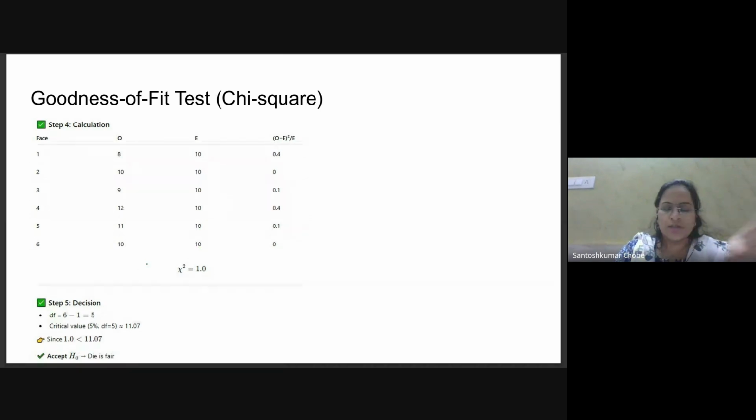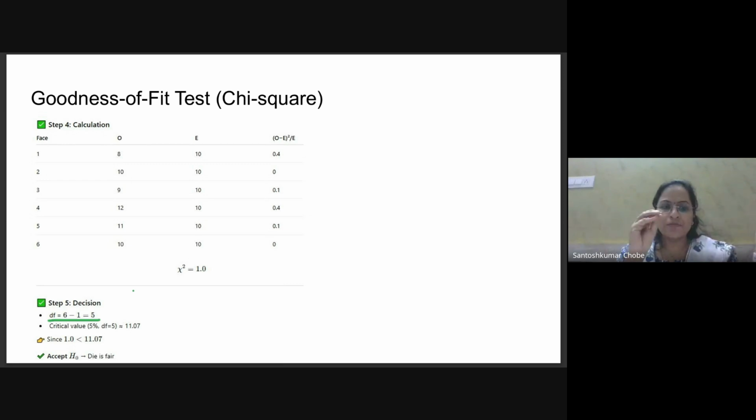So after doing all this, the chi-square test value comes down to 1.0. Now the next step is my decision step. Please remember this. The next step is going to be my decision step, where the first task I need to do is calculate the degree of freedom. Are you getting this? The first task I'm supposed to do is calculate the degree of freedom.